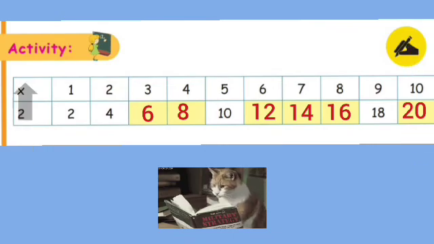Children, repeat with me. 2 1s are 2. 2 2s are 4. 2 3s are 6. 2 4s are 8. 2 5s are 10. 2 6s are 12. 2 7s are 14. 2 8s are 16. 2 9s are 18. 2 10s are 20. So, children, multiplication is the short form of repeated addition.